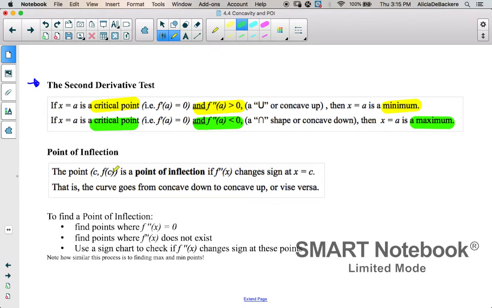All right, points of inflection. The point C, comma, the y value at C, is a point of inflection if the second derivative changes sign. So I have a point of inflection if the second derivative changes sign at a certain value. So that's going to be that the curve goes from concave down to concave up or vice versa.